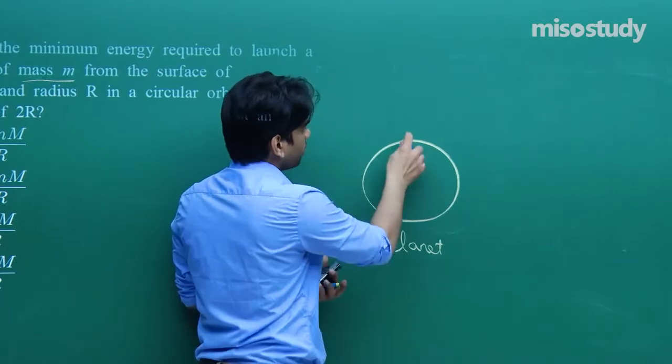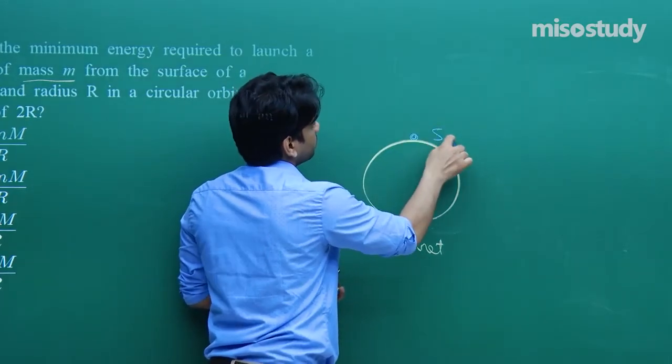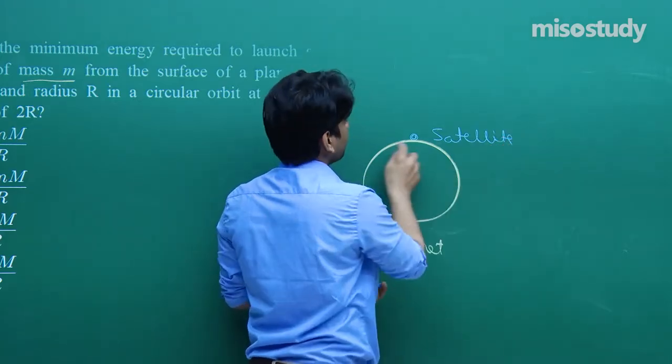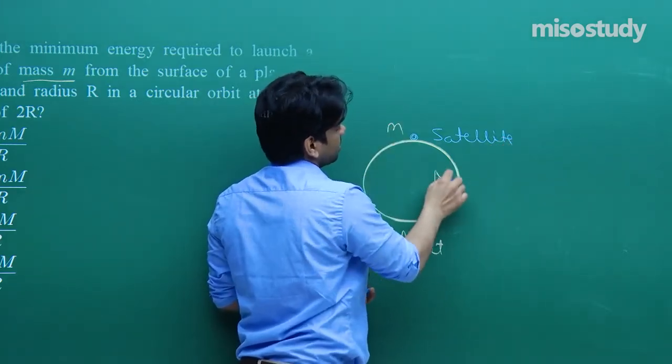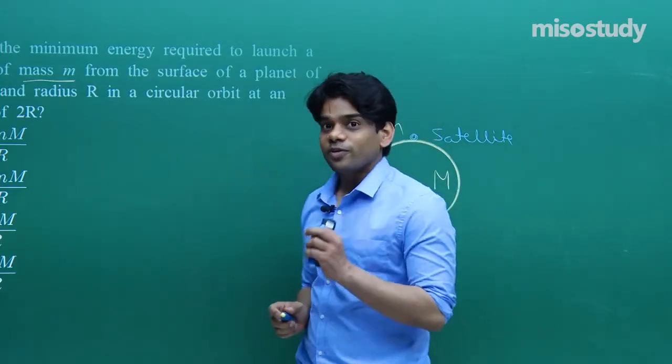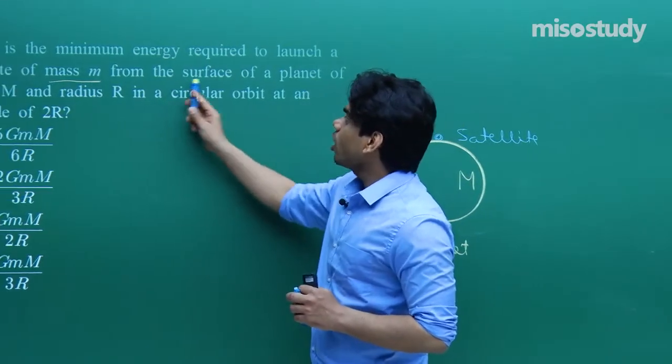Let's say the satellite has to be launched from here. Its mass is given as small m. The mass of the planet is capital M. This is what has been provided. We have to provide an energy. Now you see where we have to take it.